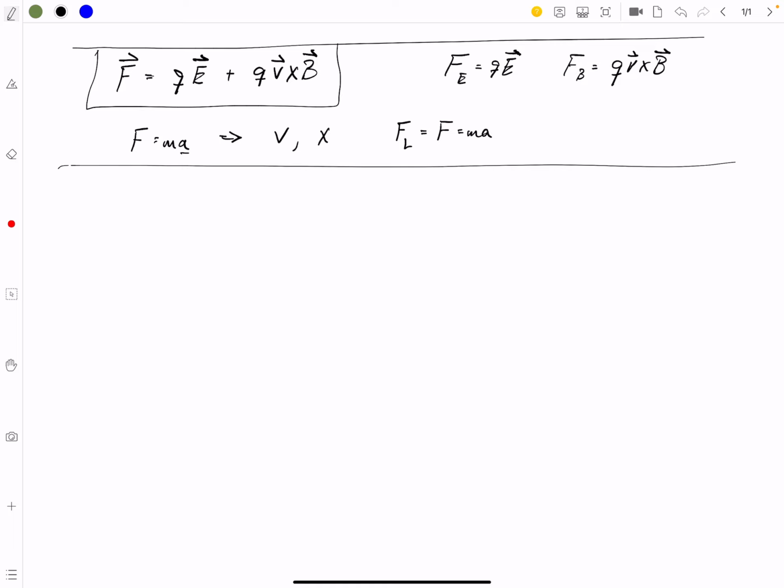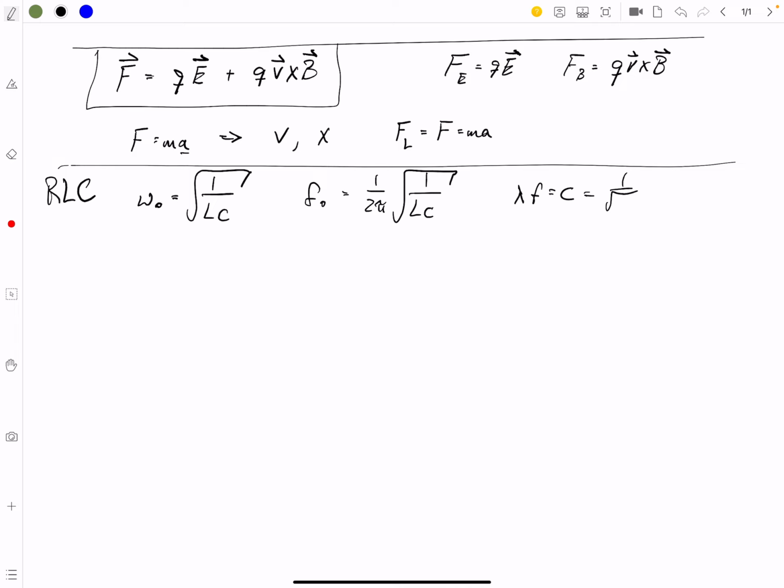The equations, however, that we need to know for an RLC circuit are these, of course, and then I'm going to write it again, equals C, but C also equals 1 over the square root of mu naught epsilon naught. So those are equations that we get.